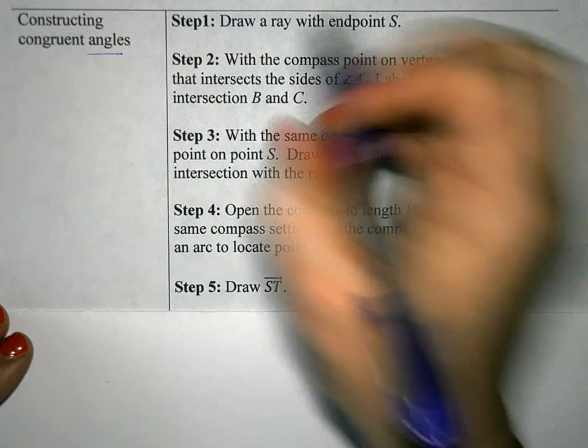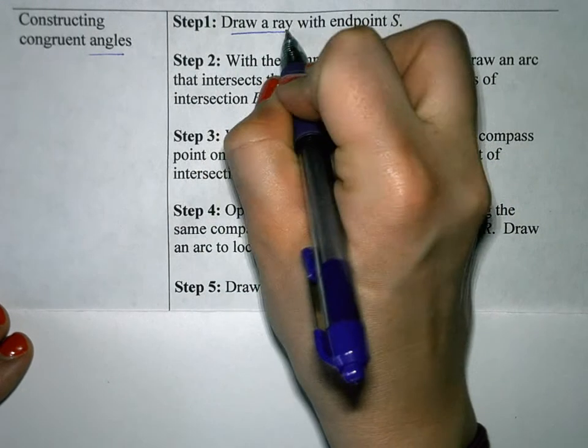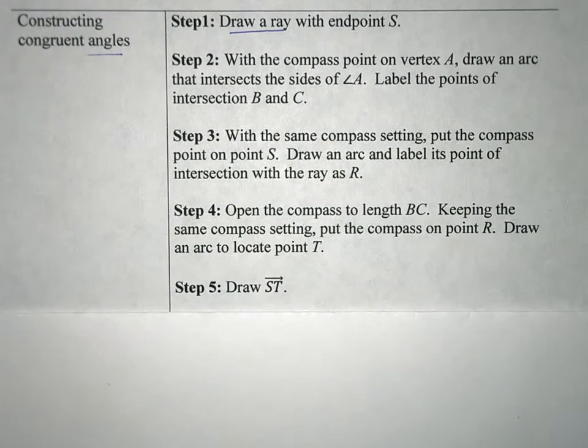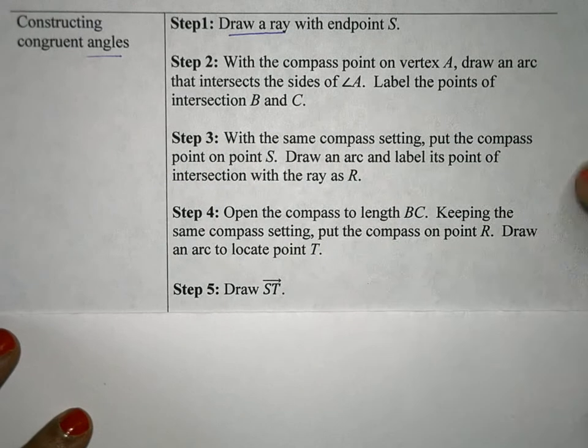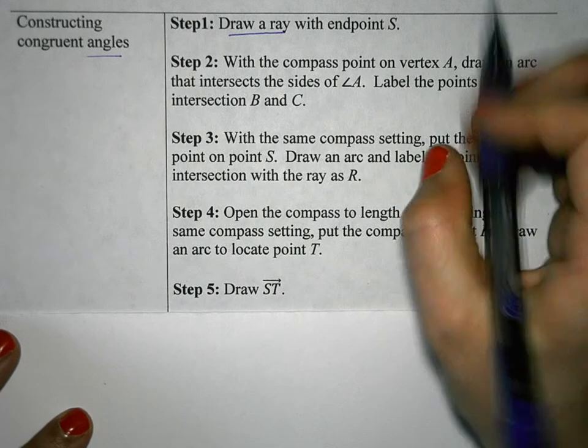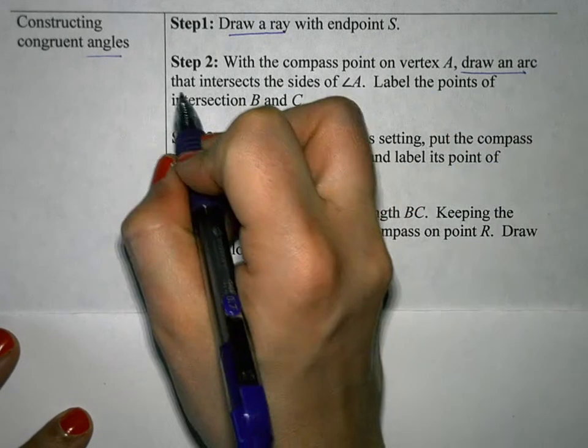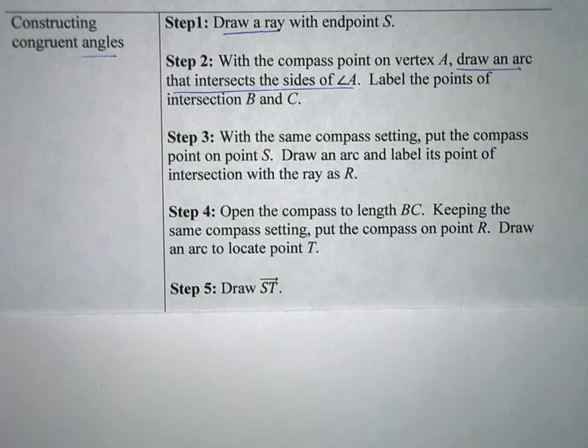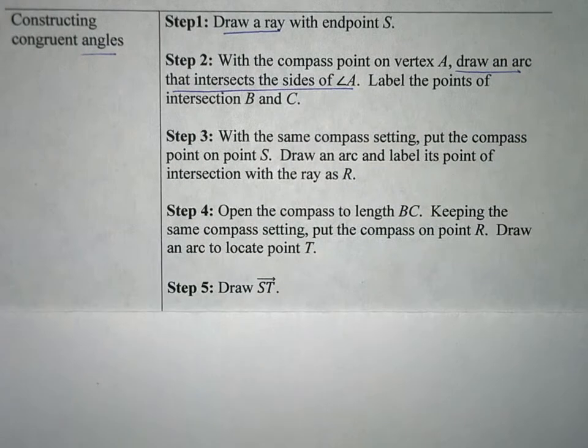So we are going to start the same thing. We're going to draw a ray, and this time we're going to call it endpoint S because that is what the specific problem is going to ask for. Remember, you call it whatever the problem wants you to. And then with your compass point on vertex A, you are going to draw an arc that intersects the sides of A. So you want to make sure that our arc intersects both sides of the angle. And then we're going to label those points of intersection, in this case B and C.